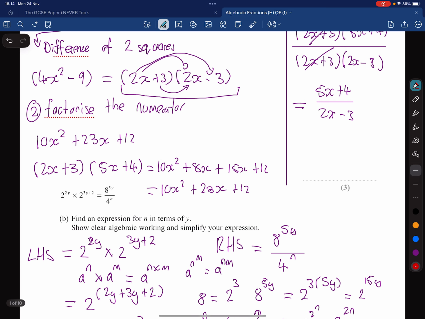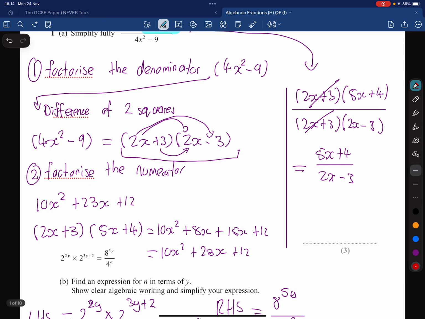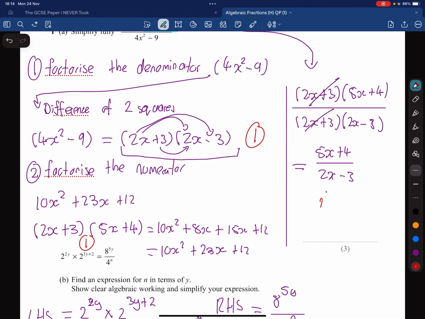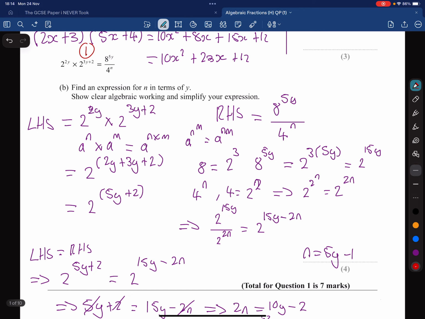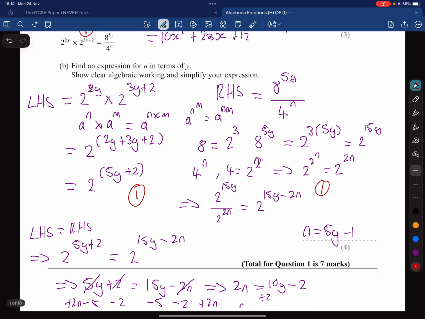So where do the marks come from here? Okay, you will get 1 mark for factorising the denominator. You'll get 1 mark for factorising this. You get 1 mark for the correct solution. On this one, you'll get 1 mark for simplifying the left hand side, 1 mark for simplifying the right hand side, 1 mark for this set of work, and then 1 mark for the correct solution.